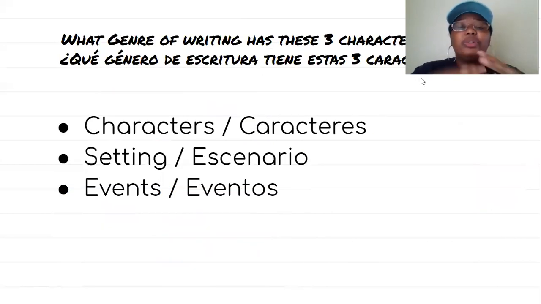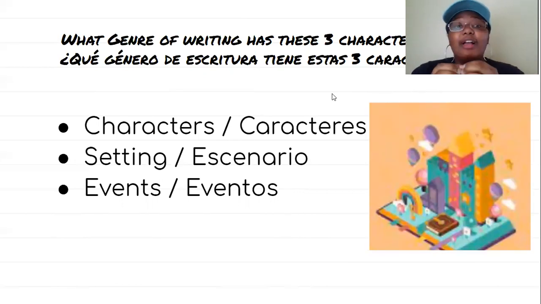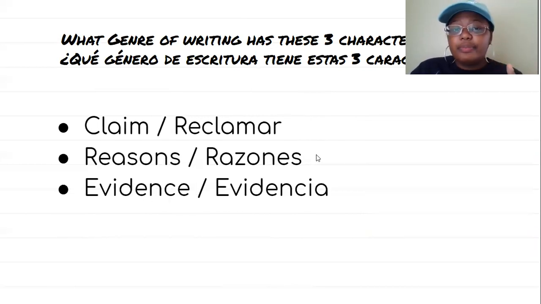So what we're gonna do is kind of do a check for understanding. And you're gonna tell me what genre of writing has the 3 characteristics that I have on the screen. ¿Qué género de escritura tiene estas 3 características? So if we have characters, settings, and events, what genre of writing is it? You should have gotten that this is our narrative writing, our narrative essay. Because we have characters in a setting and events, that means that we're writing a narrative essay.